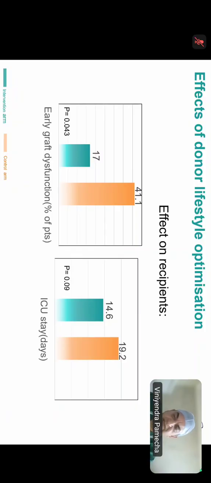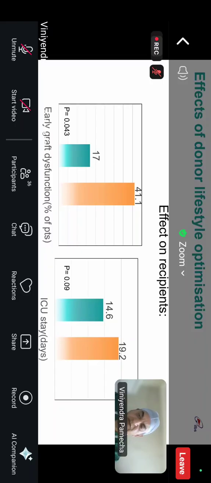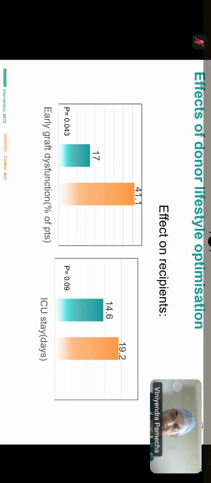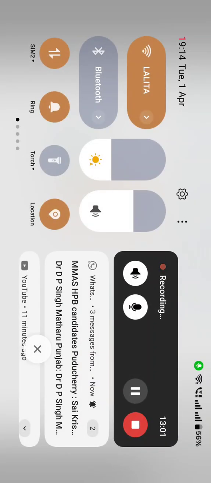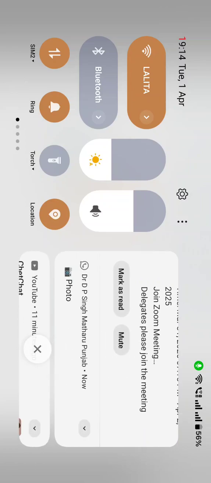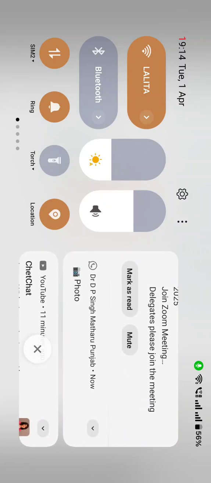So I think this is applicable to all liver resections, because we see so much steatosis and steatohepatitis nowadays. When you see an obese patient, or when you suspect on imaging that a patient has steatosis or steatohepatitis, then you should put them on lifestyle optimization in order to improve the outcomes as well. And this is what is happening.